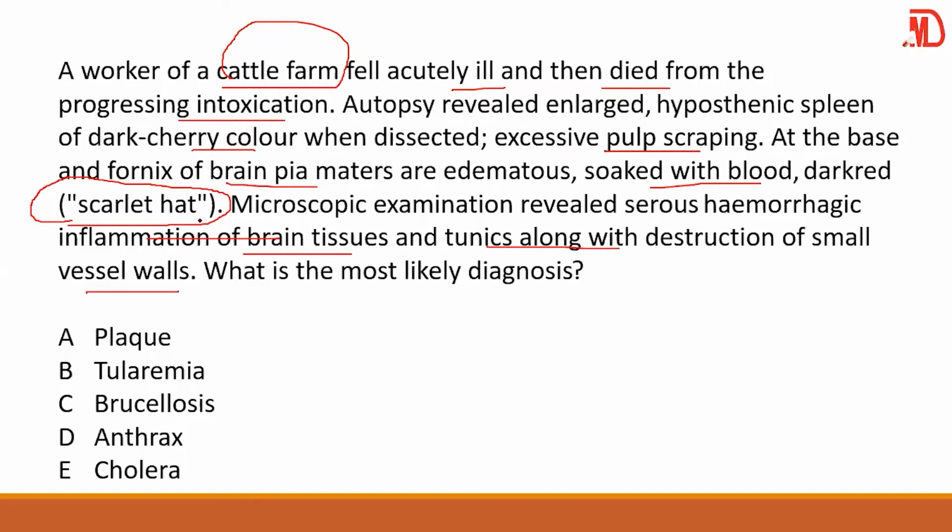Microscopic examination revealed serous hemorrhagic inflammation of the brain and the tonus, along with destruction of small vessel walls. So you are dealing with somebody who works on a farm. And what is normally common? You are thinking of anthrax. Anthrax is an infection caused by the bacterium Bacillus anthracis. And of course, it is also characterized by the cherry red spleen on the cut surface.